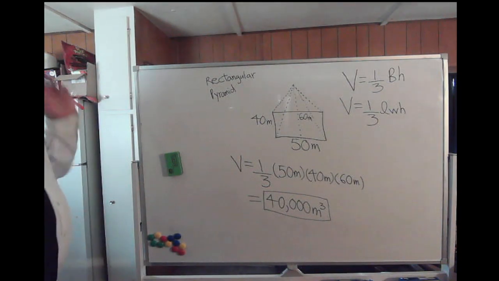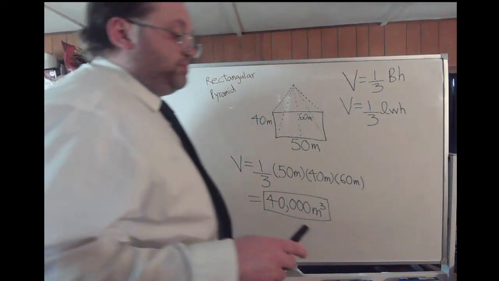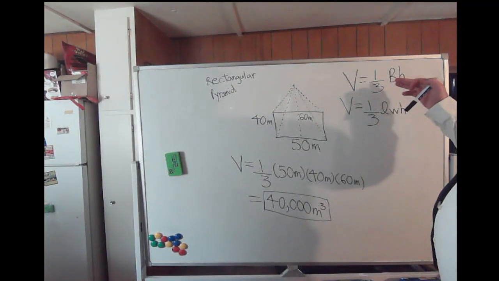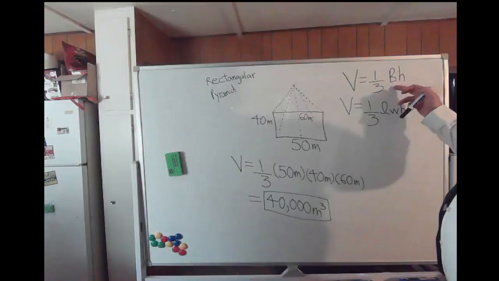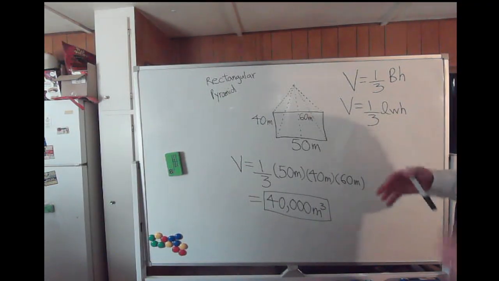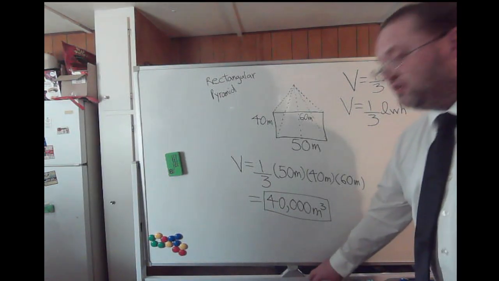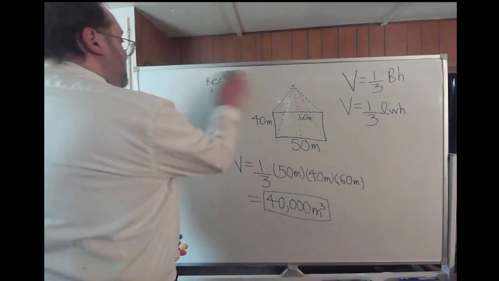So with pyramids, and this is going to be true with cones too, the volume is 1/3 times the area of the base times the height. And it's 1/3 because a pyramid fills 1/3 of a prism, where a cone fills 1/3 of a cylinder.